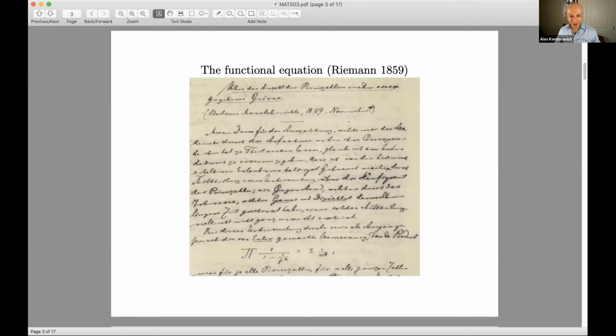Here's what Riemann's paper actually looks like. So here it is, 1859. What is this? Euler product, summation 1 over n to the s, equals product over primes of 1 over 1 minus 1 over p to the s.